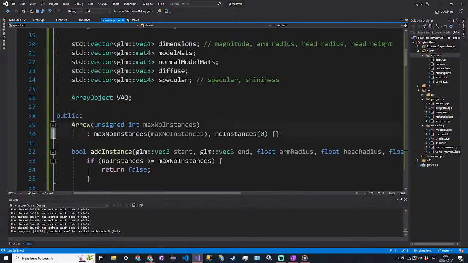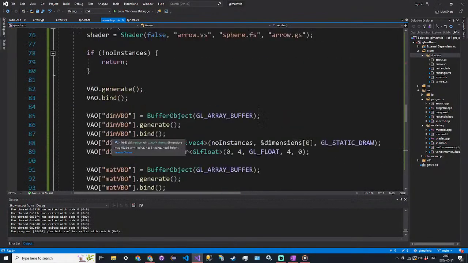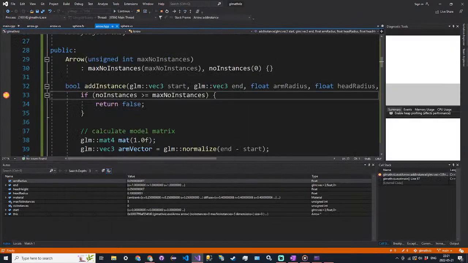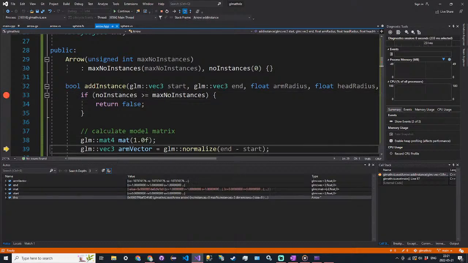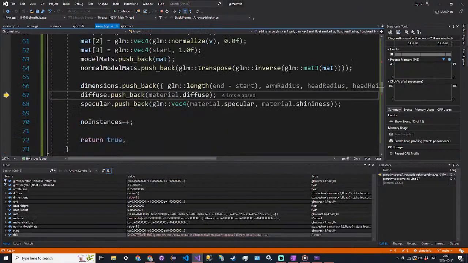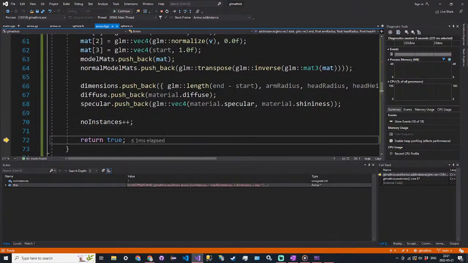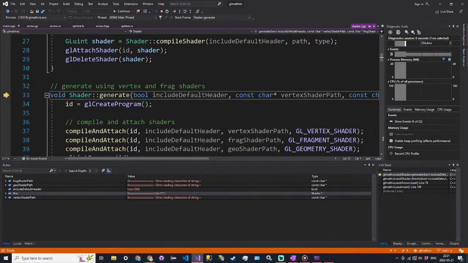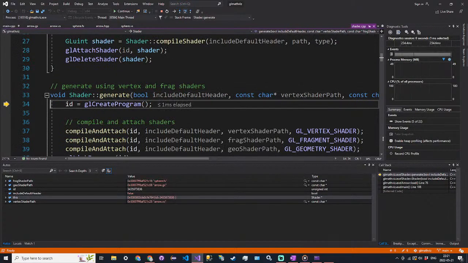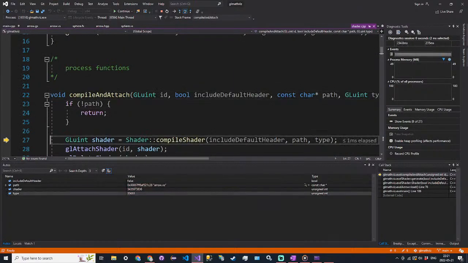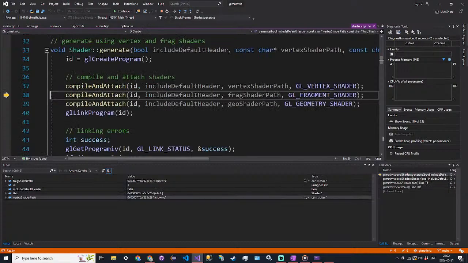Let me make sure that these are getting called correctly. Okay, we push that. Number of instances plus plus. Now to load, let me make sure that this is actually getting generated properly. So we have arrow.vs, good.